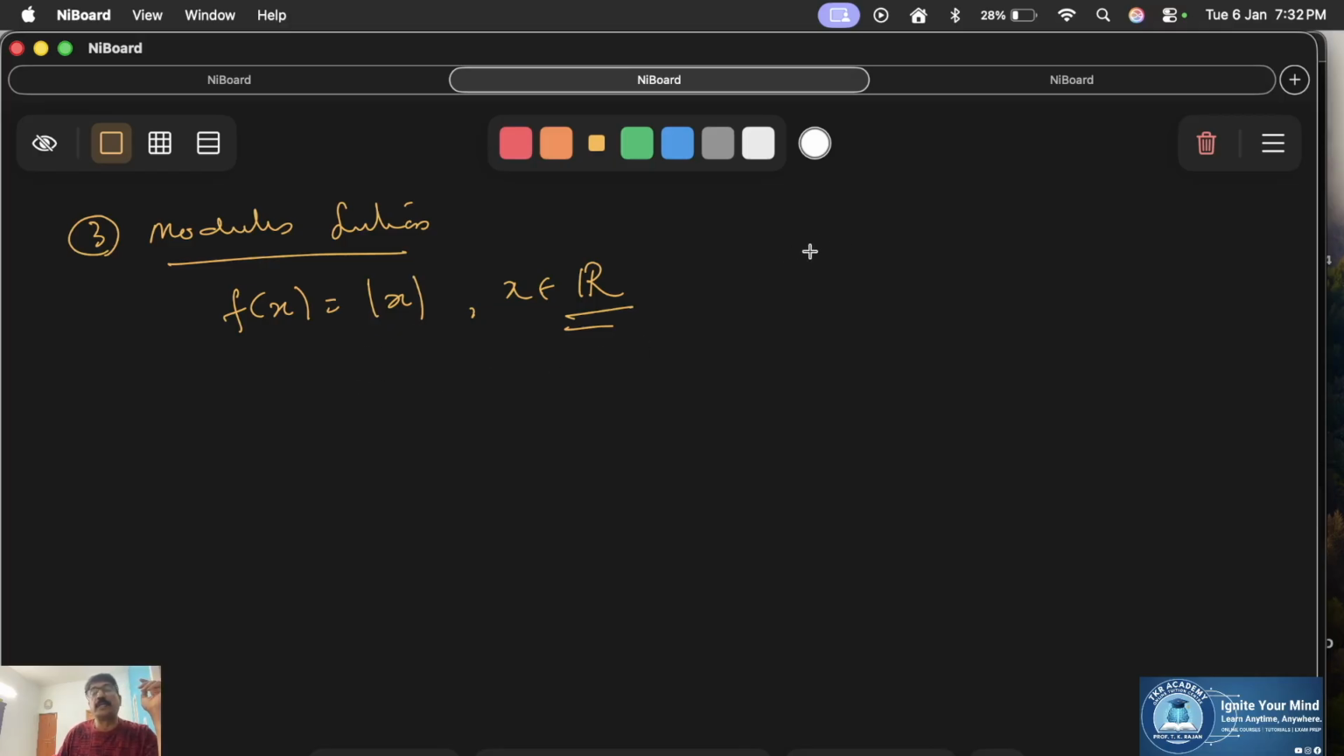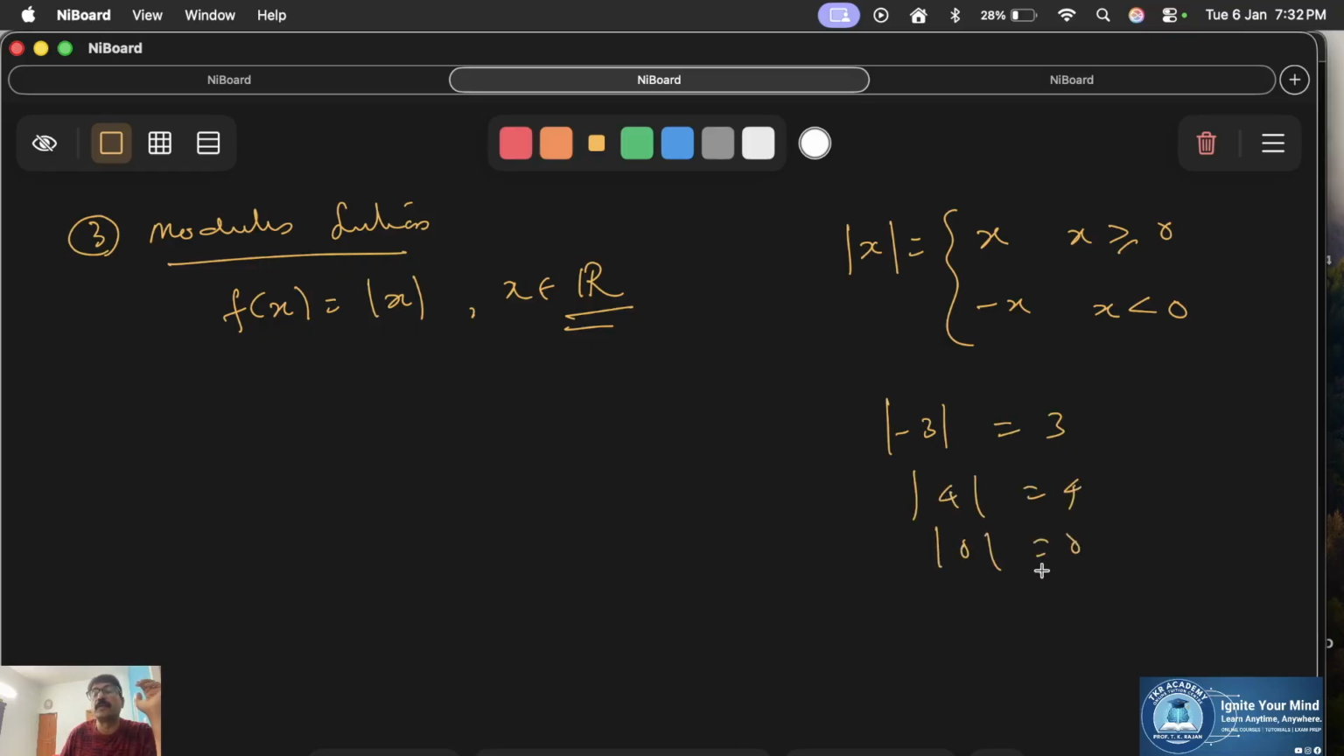And you may know how we define an absolute value function. Modulus of x is defined as x, if x is greater than or equal to 0, even if it is 0, it is 0, and minus x if x is less than 0. This is how we define the absolute value function. That is, modulus of minus 3 is 3, modulus of 4 is 4, modulus of 0 is 0. This is called absolute value function or modulus function.